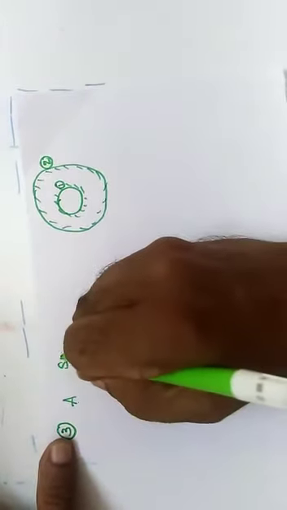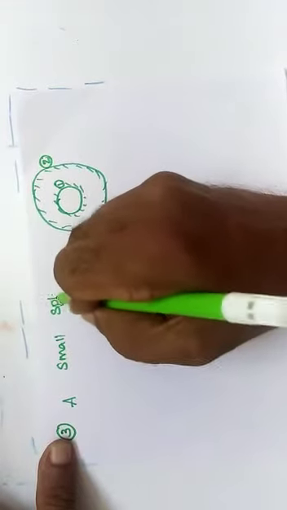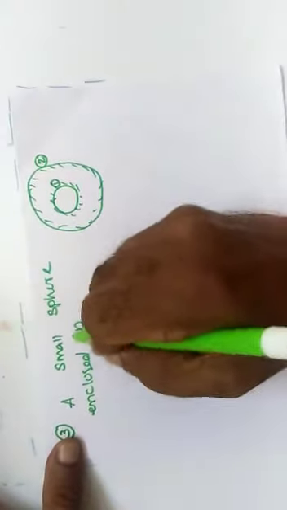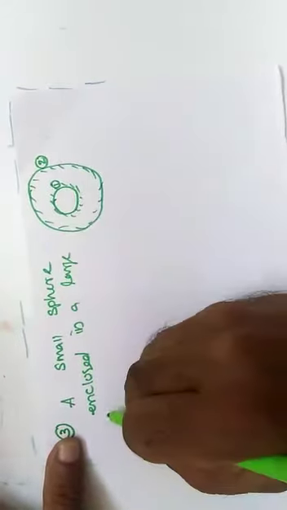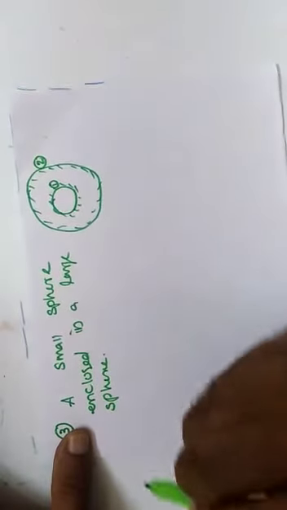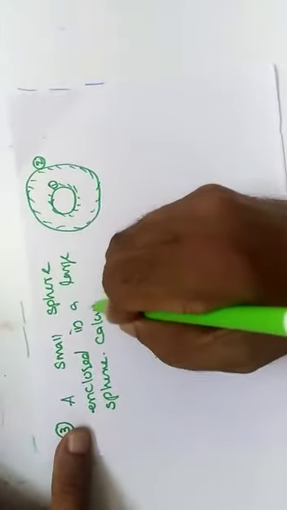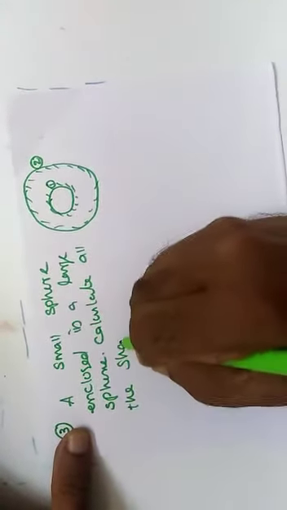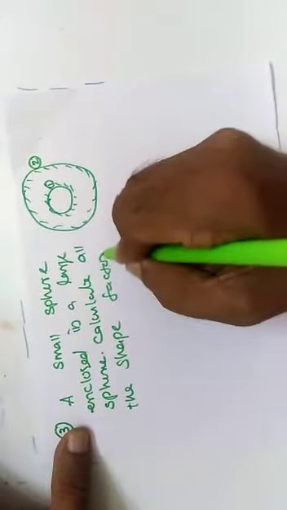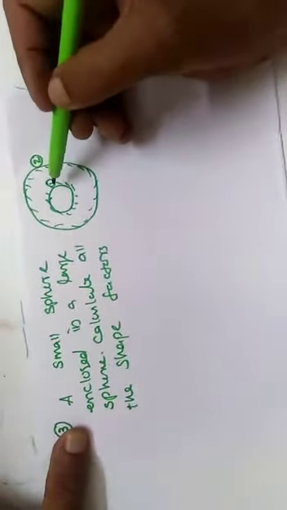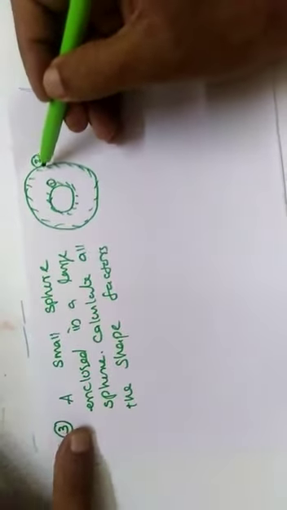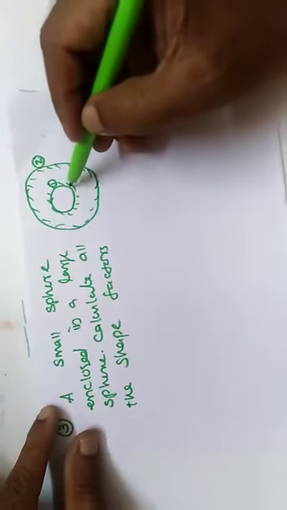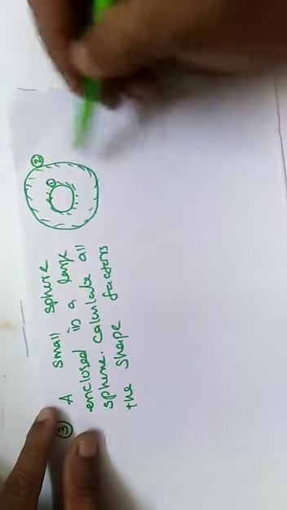A small sphere enclosed in a large sphere. Calculate all the shape factors. So these two are the surfaces which participate in the radiation heat exchange: the outer surface of the inner one and the inner surface of the outer one.